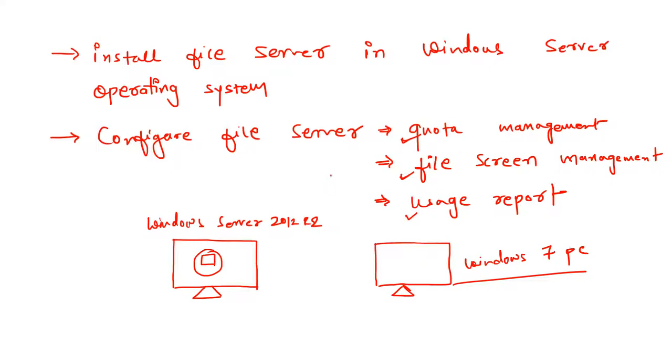Okay, so let me conclude this. We will first install file server in Windows Server 2012 R2 operating system, and then we will configure quota management on the particular folder, file screen management on that folder, and we will generate a small usage report at the end of this practical. So let us start.